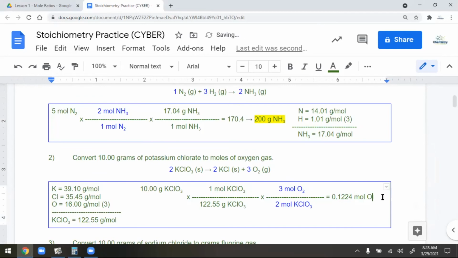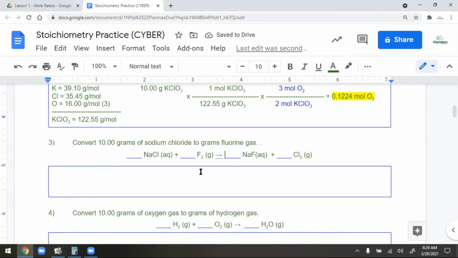Now we can drop on our unit, which is moles of O2. So our final answer is going to be 0.1224 moles of oxygen. Let's take a look at our final example. In this example, we're converting from 10 grams of sodium chloride to grams of fluorine gas.